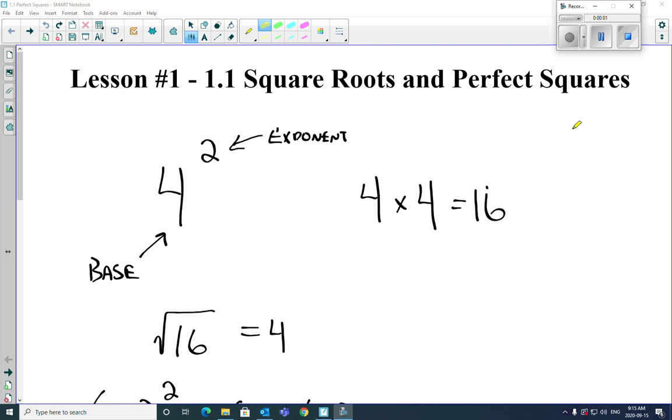Okay, today we're doing 1.1 square roots and perfect squares. As you will start off here, you can see that we got a power here. The big number on the bottom is known as the base, and the little number up the top is known as the exponent. So you can say like 4 to the 2 or 4 squared.